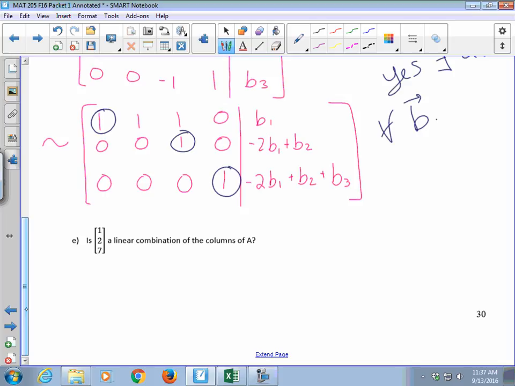All right, so this question we should be able to answer really fast now. Is 1, 2, 7 a linear combination of the columns of A? Yes, because no matter what I pick for this 3-entry vector, we'll always be able to write it as a linear combination of the columns of A, because I just showed that for a generic B1, B2, B3, there's a solution. There's a way to write it as a linear combination. So this is a yes.